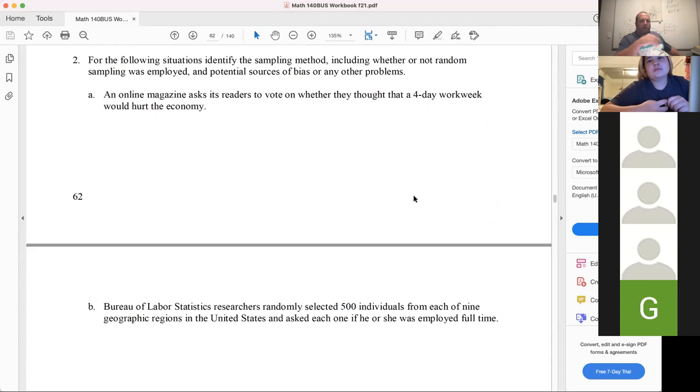Question 2. For the following situations, identify the sampling method, including whether or not random sampling was employed and potential sources of bias or any other problems. A, an online magazine asks its readers to vote on whether they thought that a 4-day work week would hurt the economy. What sampling method is that? Voluntary response, excellent. Was it random? No, not even close. Are there any potential sources of bias or any other problems? Yes, clearly.